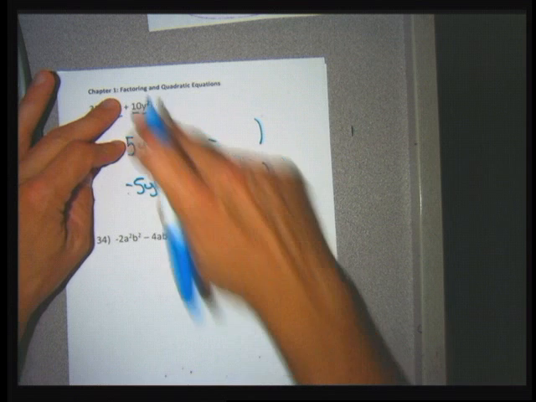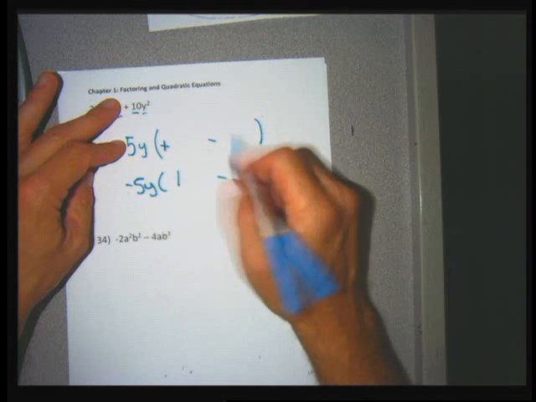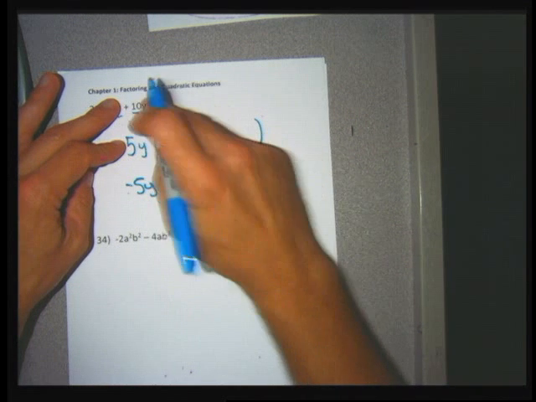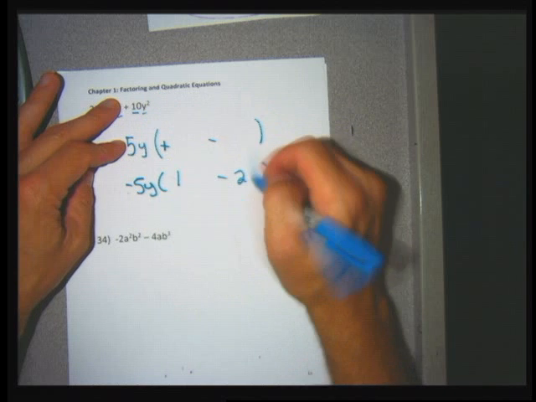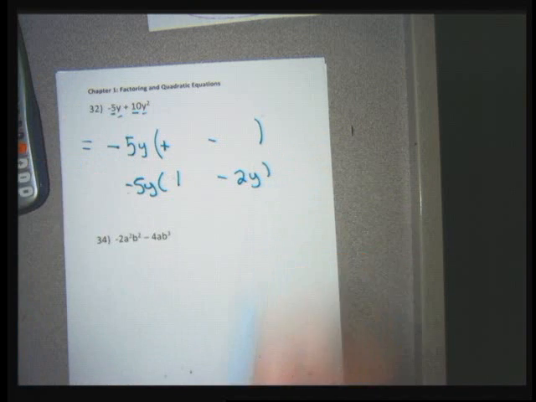Second piece, I go 10 divided by 5 is 2. There were 2 y's to start. I took 1 y out. I'm left with 1 y. That's going to be the answer.